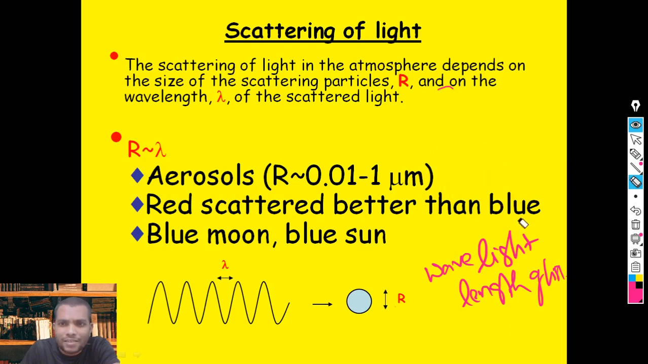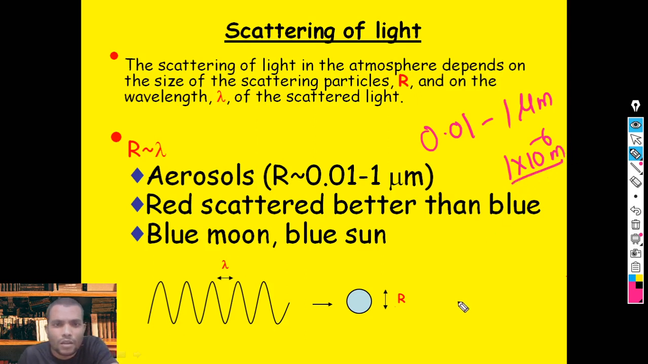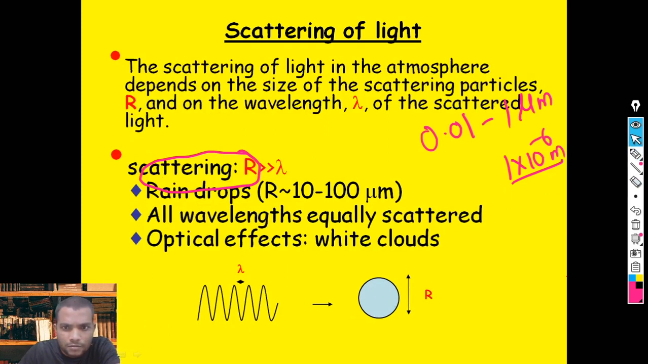Suppose the size of the particle is very small. Let's take the size of the particle as approximately 0.01 to 1 micrometer. Micro means 1 times 10 power minus 6. Very small. Those particles are known as aerosol particles. The particle size, let's discuss this first.